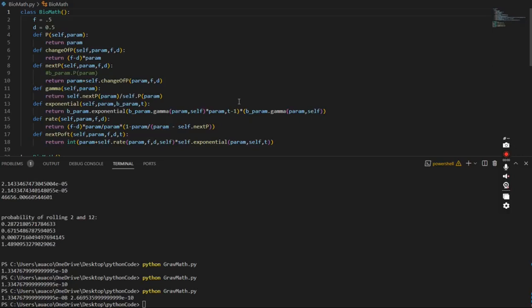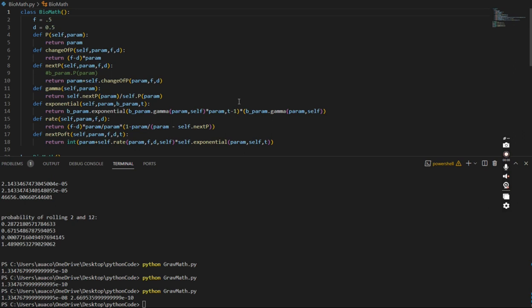Math video. This is BioMath. We're measuring the populations of a changing group of organisms. P is the parameter inside the object that we initiate. Change of P will be the parameter with the two factors, fecundity rate and death rate. Fecundity minus death times parameter, and then we'll return the original population times those factors.